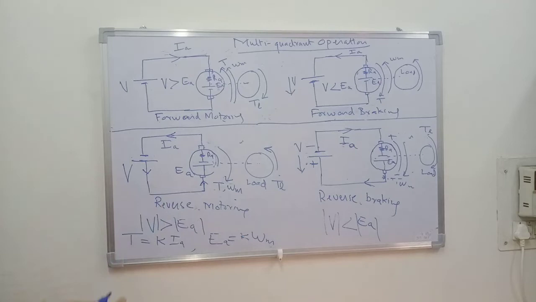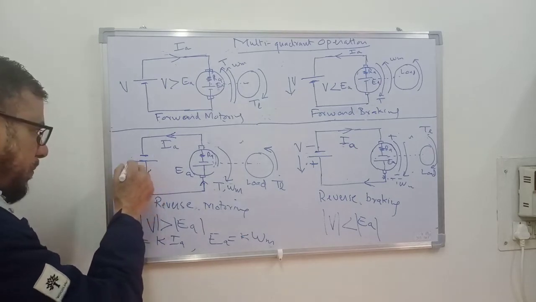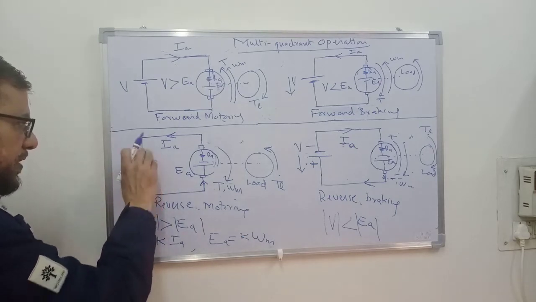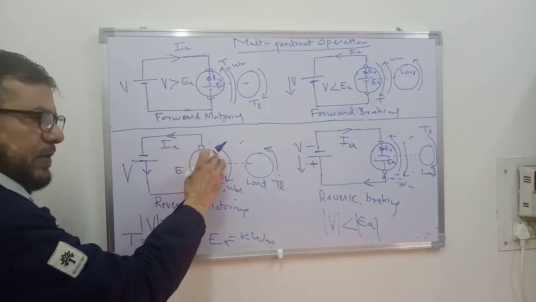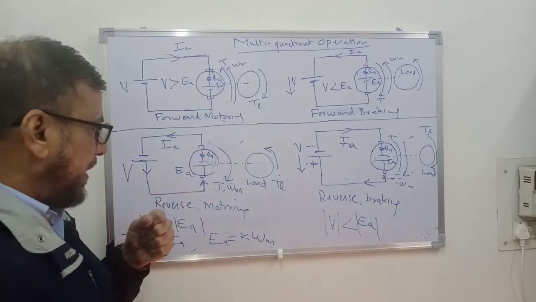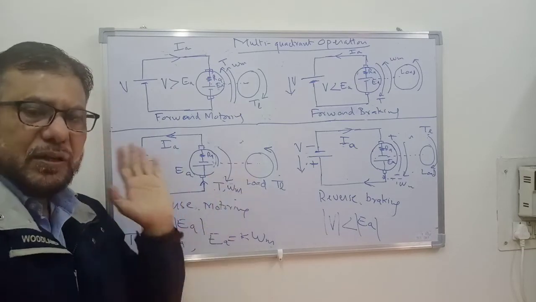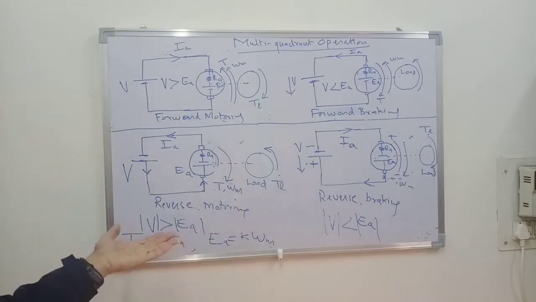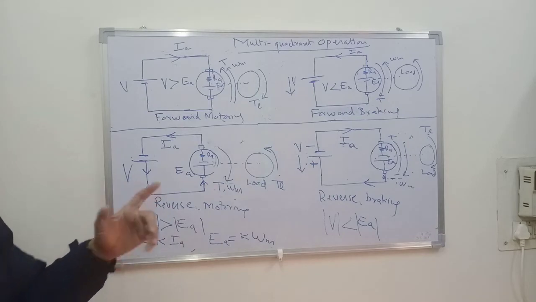The current is coming out again from the positive terminal of the source. So it is a source, and this becomes a sink. It absorbs the energy and converts it into mechanical energy and supplies it to the load. So this is the reverse motoring mode.